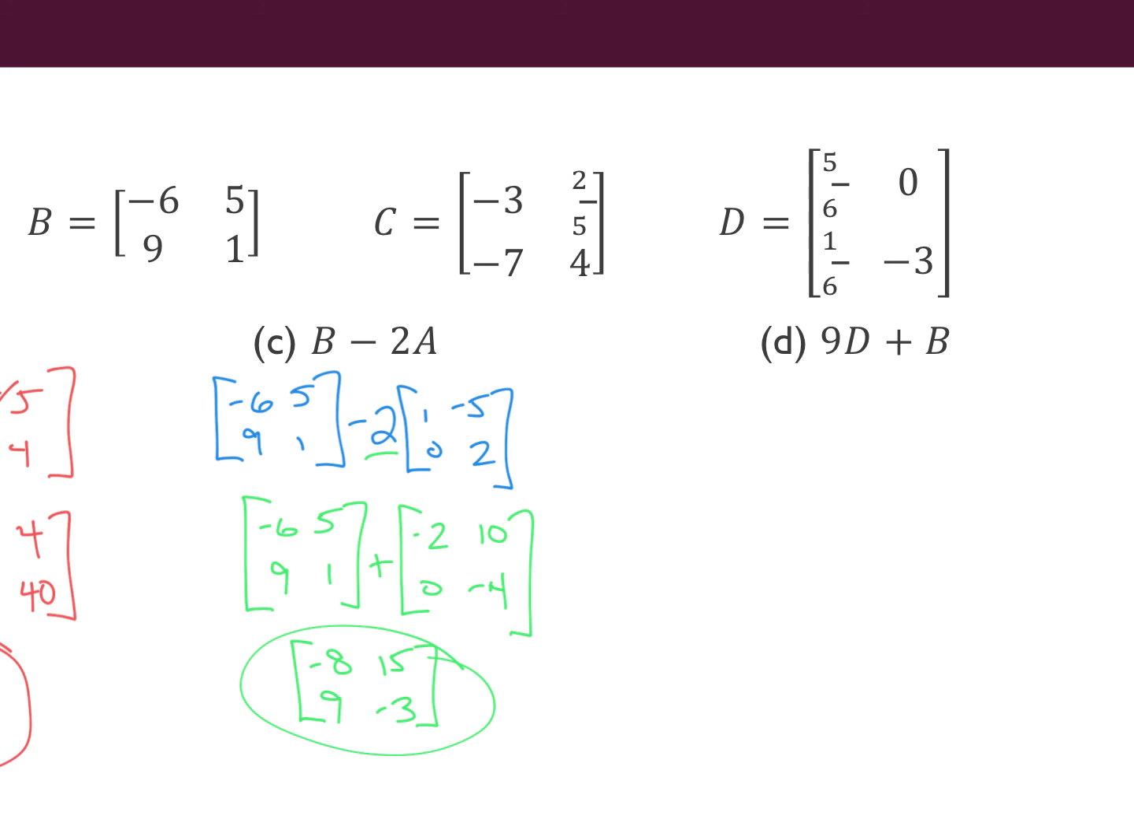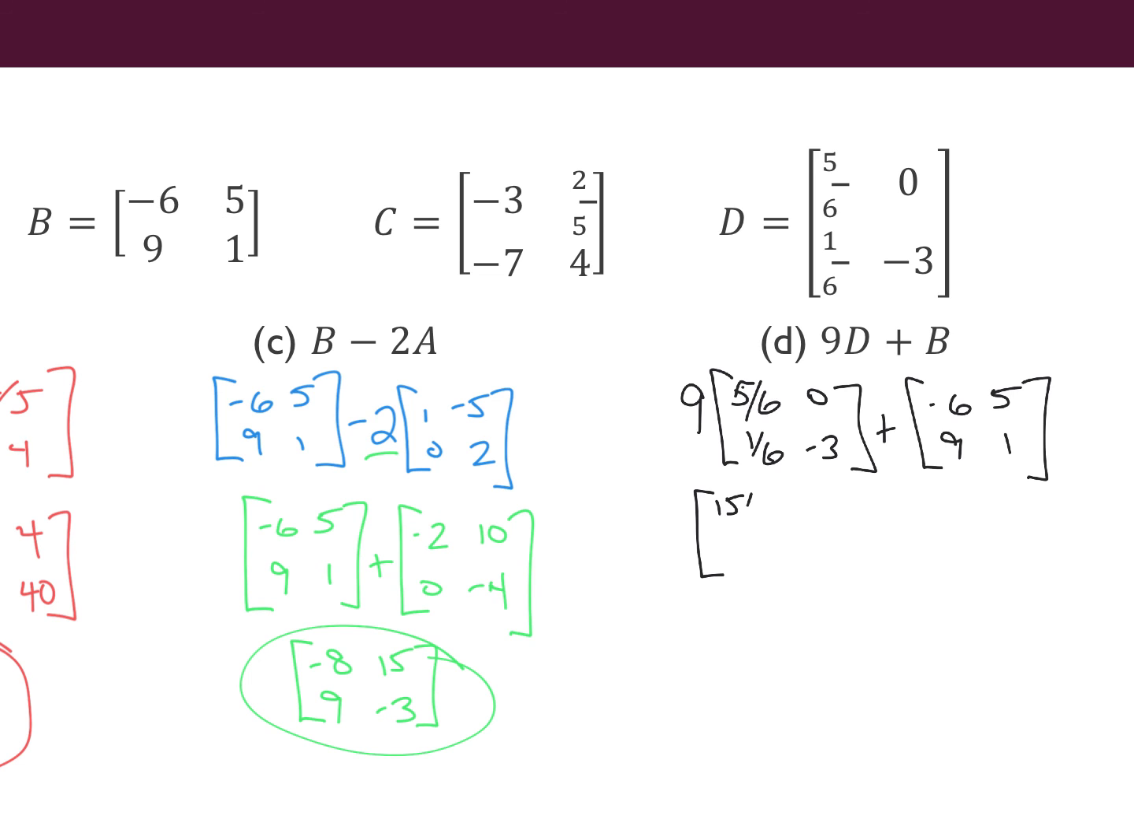Last but not least, this time we'll take 9D. Five sixths, 1 sixth, 0, negative 3, plus matrix B. Okay, so we know 9 times 5/6 is 15 over 2. 9 times 1/6 is 3 over 2. 0, negative 27, and then the back matrix remains the same.